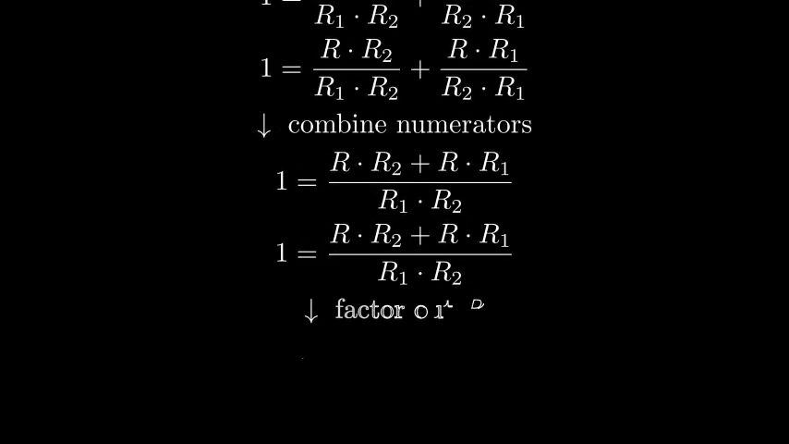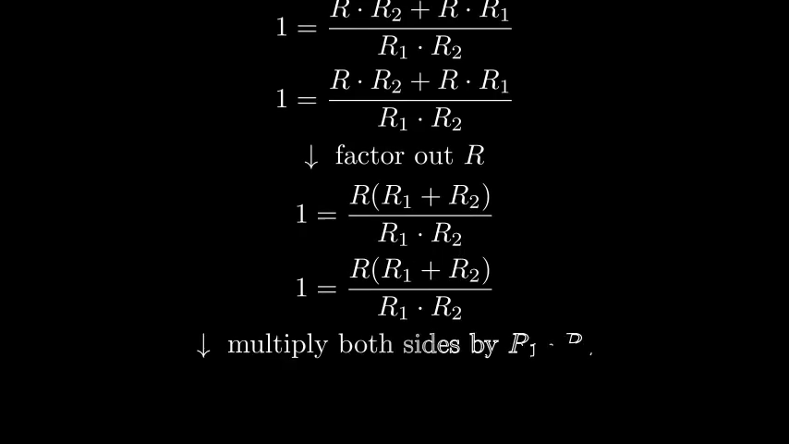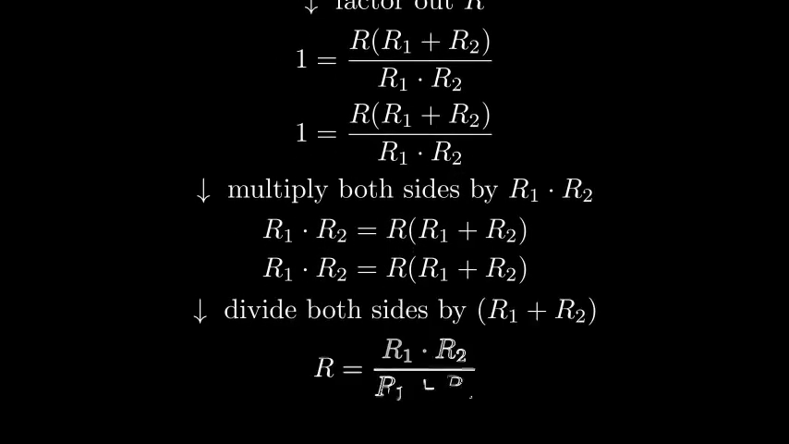In the numerator, we can factor out R since it appears in both terms. Now multiply both sides by R1 times R2. Finally, divide both sides by R1 plus R2 to solve for R.